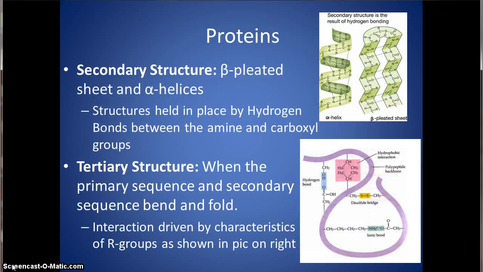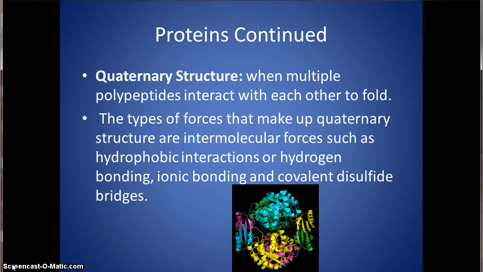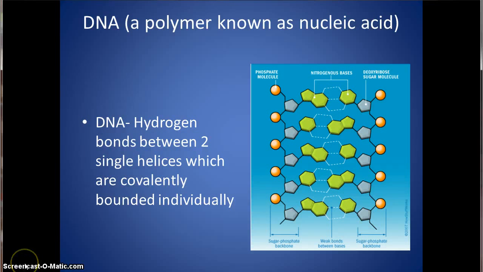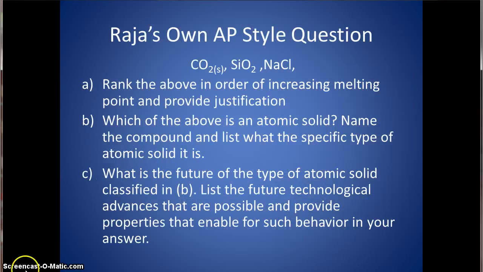With secondary structures, there's the beta-pleated sheet and alpha helix, and they're determined by the hydrogen bonds between the functional groups. Tertiary structure, as you can see in the picture on the right, is R groups with ionic and disulfide bridges that determine the IMFs. Quaternary structure is what happens with multiple polypeptides, and that results in a bunch of hydrophobic attractions and hydrogen bonding. And DNA is basically what we've learned about hydrogen bonds, with covalent bonding between each individual nucleotide.